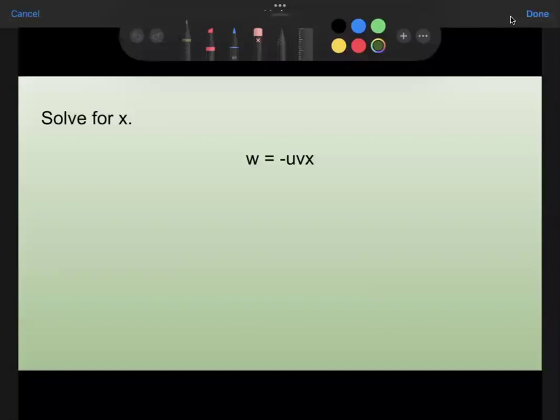Okay, here's our next one. The equation is W equals negative U times V times X, and we're solving for X. I'm going to rewrite this and spread it out a little bit: W equals negative times U times V times X. Now that negative U is negative 1 times U, so I'm going to put a 1 there. Now we are solving for X, so I'm going to go ahead and circle that.